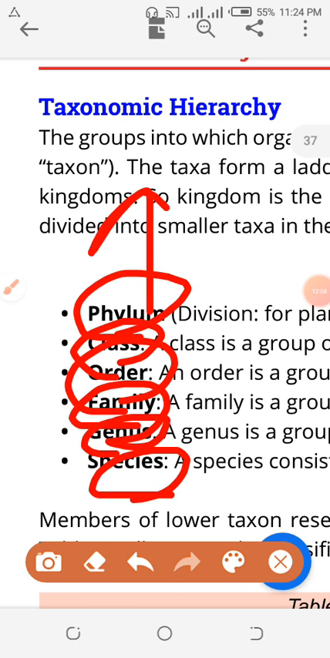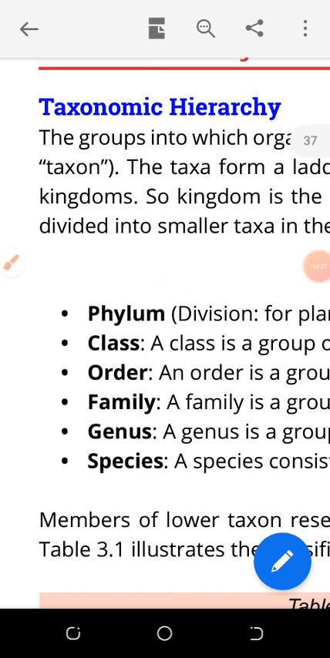This is largest and this is smallest. These are all the steps of classification, all the taxons of the classification. The word I have used, taxon, spelled T-A-X-O-N-S. What is the definition of the taxons? The definition of the taxon: all classification units are called collectively taxons.